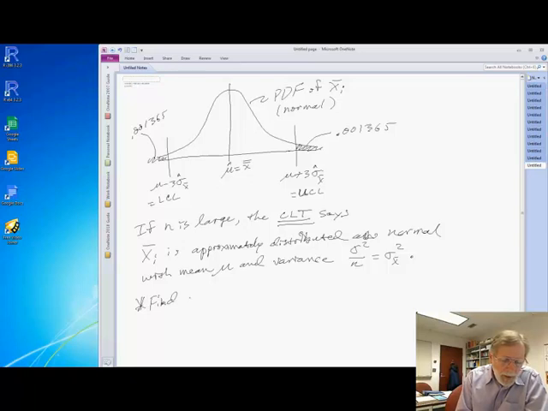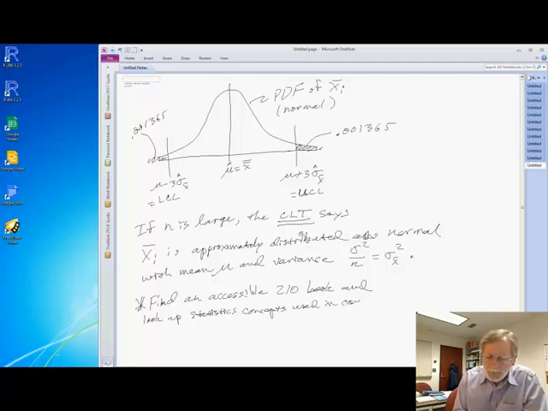Find an accessible 210 book and look up statistics concepts used in course, e.g., the central limit theorem.